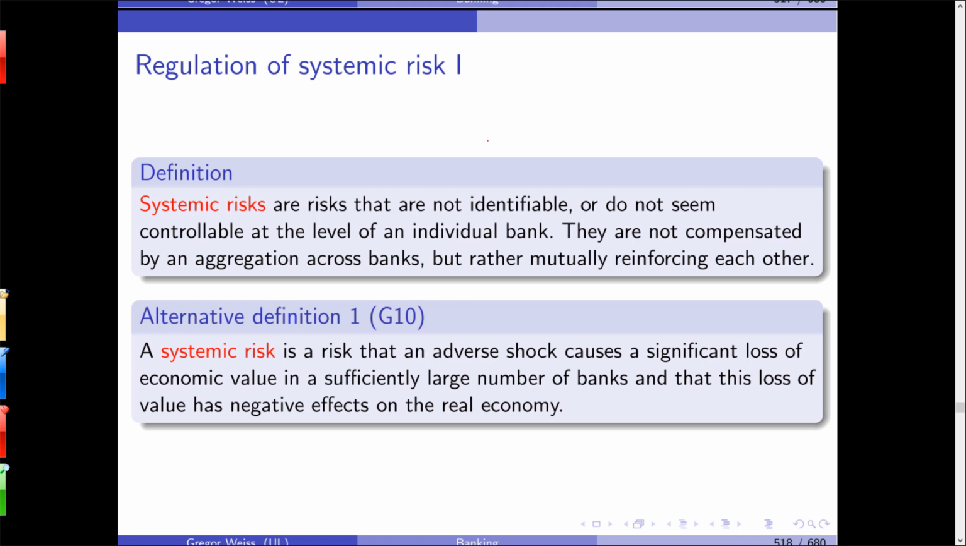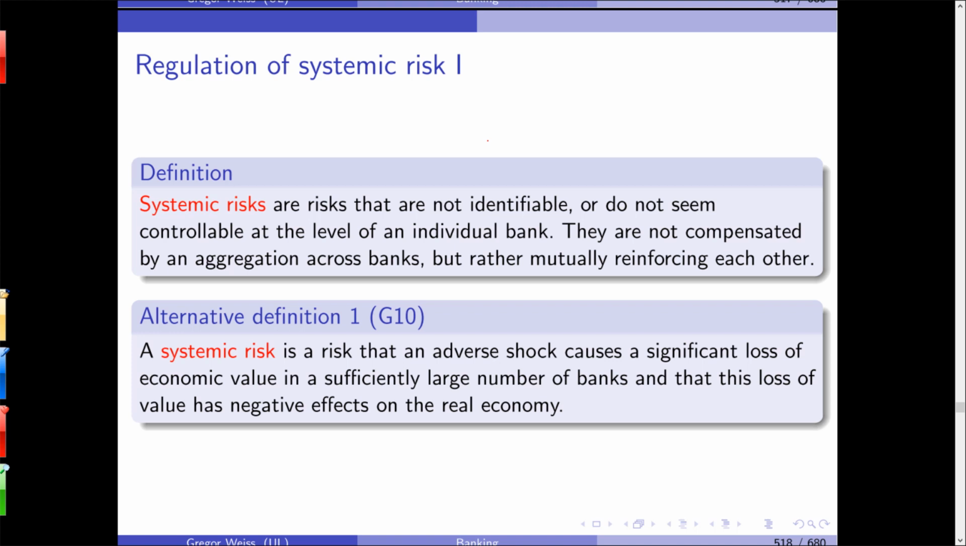Systemic risks are defined as risks that, at least in this definition, are per se not identifiable at the individual bank. They don't seem controllable. And they cannot be compensated by simply aggregating all risks across the banking sector, because they are also mutually enhancing and mutually increasing. And this is a problem. Systemic risk is very hard to define.